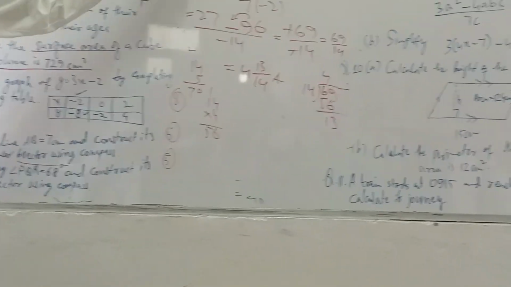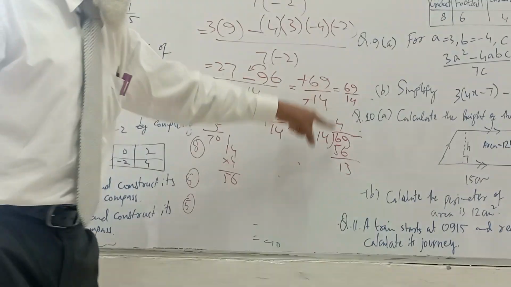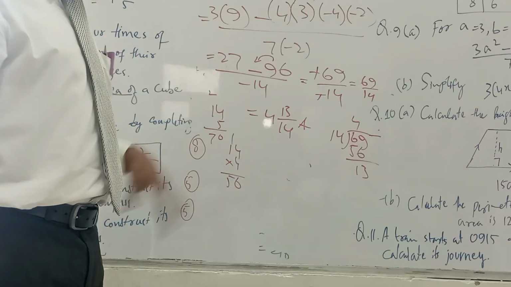So we are just putting the values, multiplying, and converting the improper fraction into a mixed fraction. That was the answer.